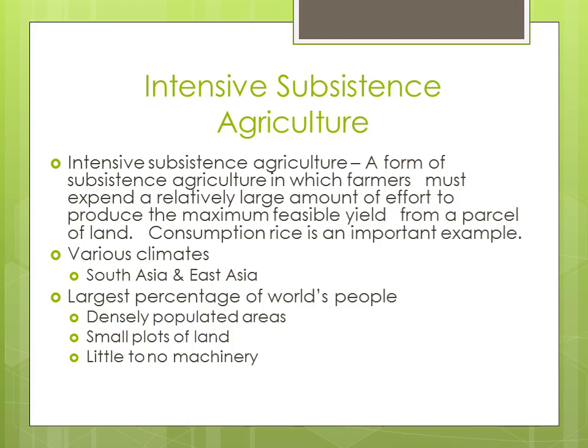Now, switching gears for a little bit, we talked about extensive. Now let's introduce intensive subsistence agriculture. By definition, it is a form of subsistence agriculture in which farmers must expend a relatively large amount of effort to produce the maximum feasible yield from a parcel of land. And a good example is consumption rice, or rice that is consumed.